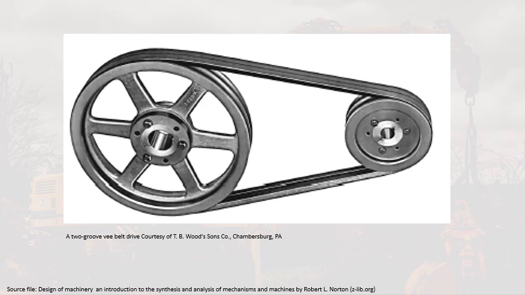Whenever absolute phasing is not required and power levels are moderate, a friction belt drive may be the best choice. They are relatively quiet running, require no lubrication, and are inexpensive compared to gears and chain drives.